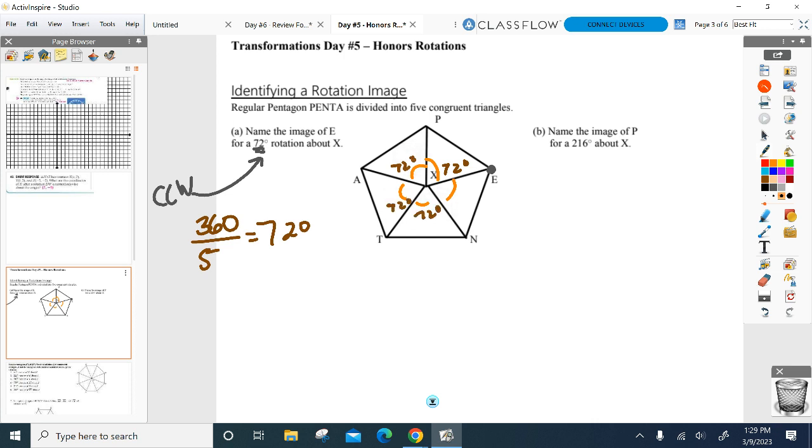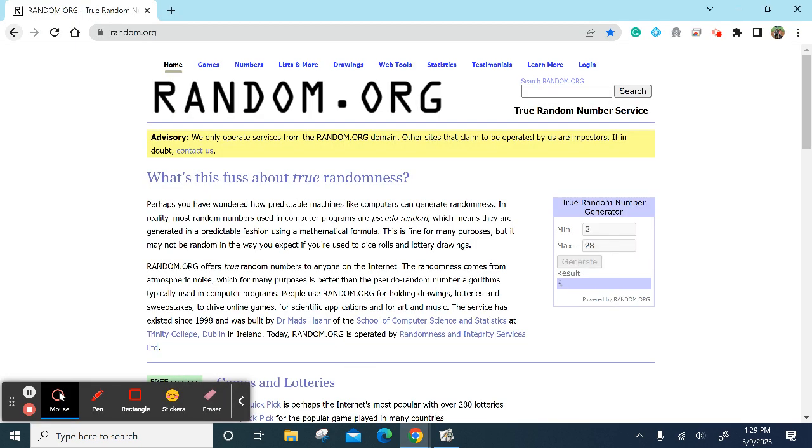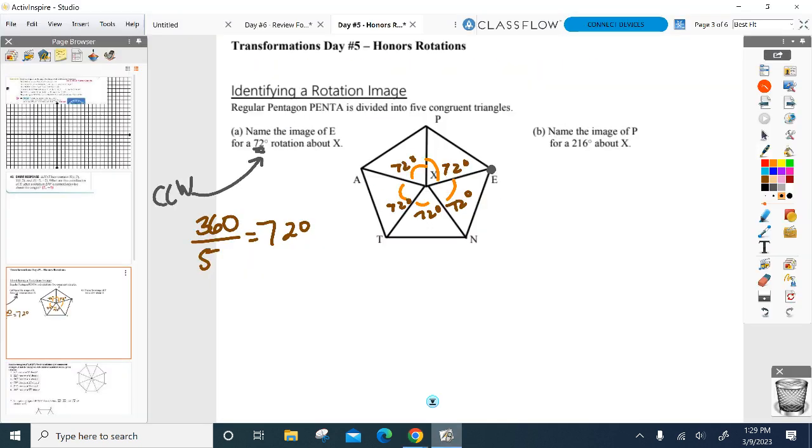Right? All right, now let's actually answer this question. So if I start at point E, rotate it 72, I'm going to end up, and this is why it's good to know if it's clockwise or counterclockwise, what point am I going to end up with? Point P. There it is. I end up at point P. Everyone's all right.